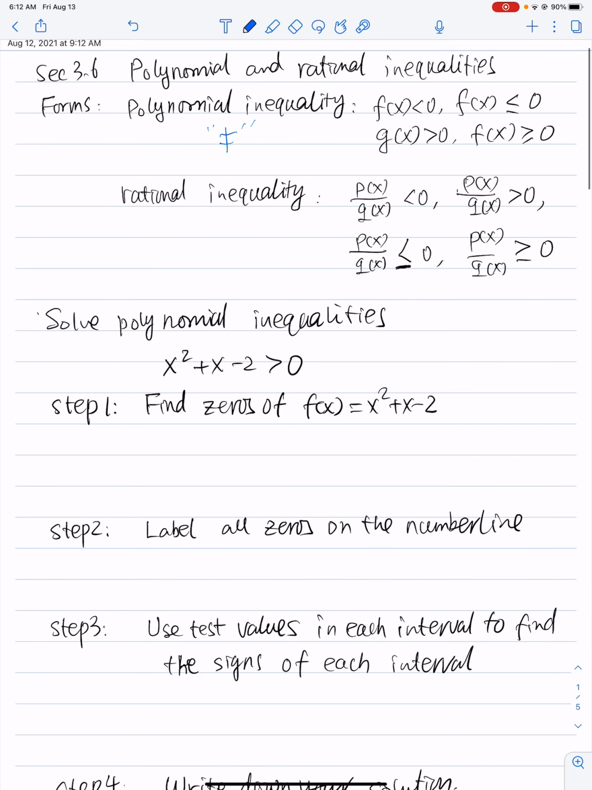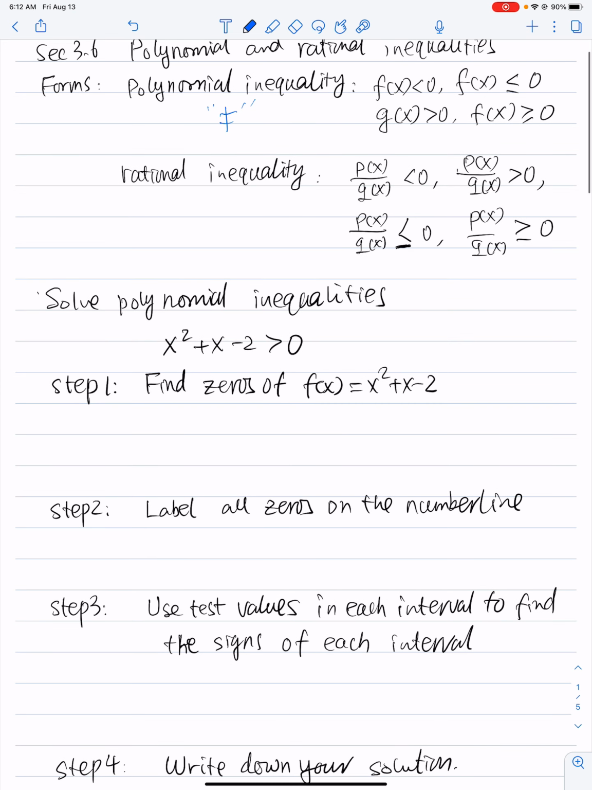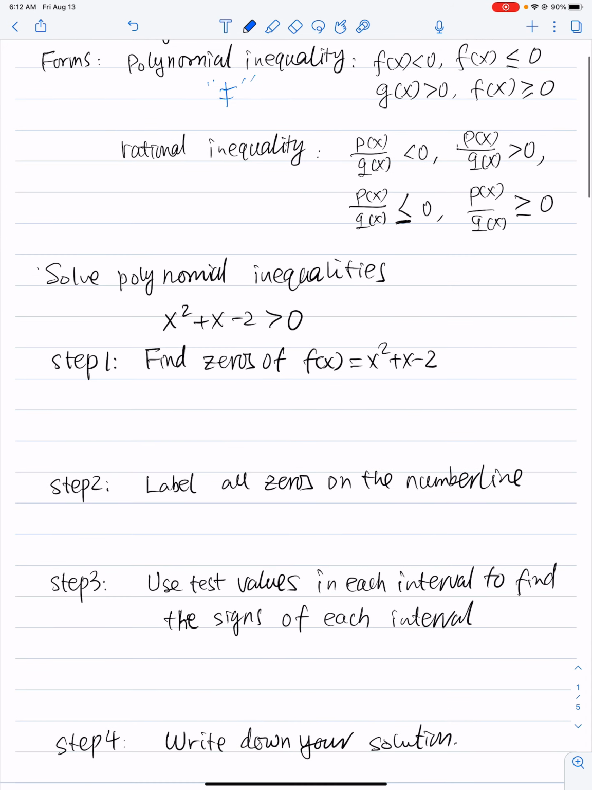Okay, so how could we solve polynomial inequalities? I will directly use examples to show you step by step. So the first step is to find the zeros of f(x) equals x squared plus x minus 2.